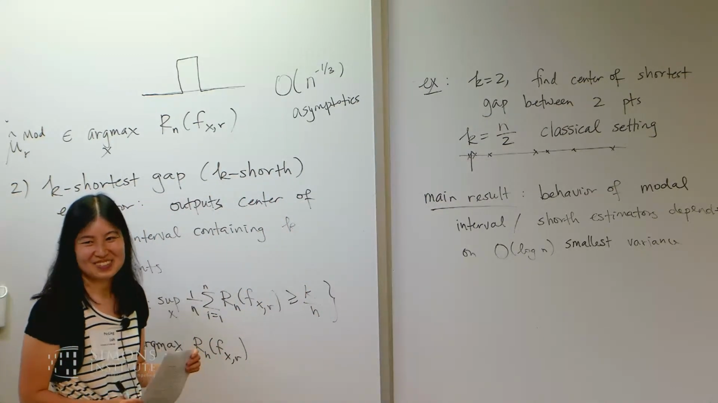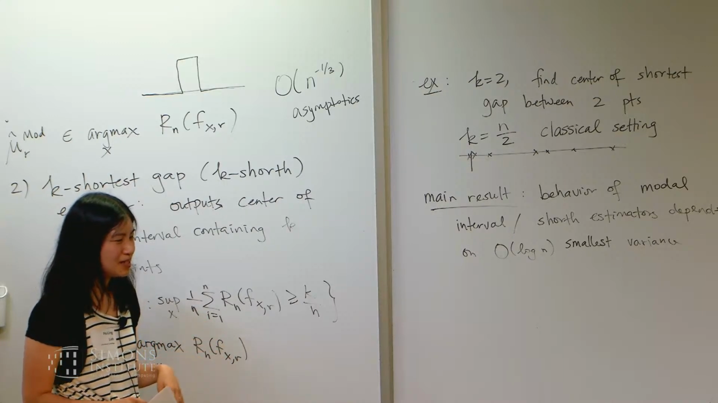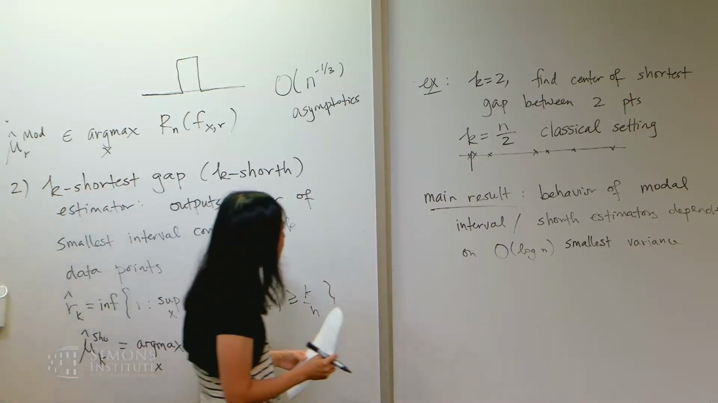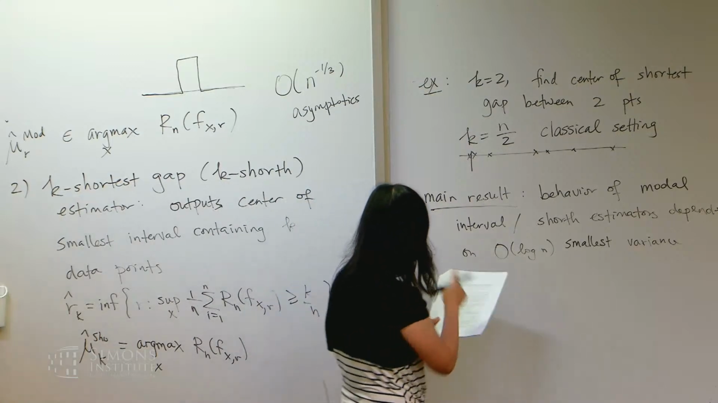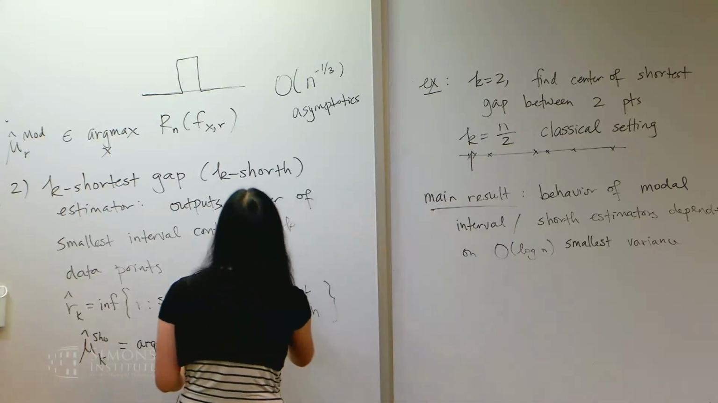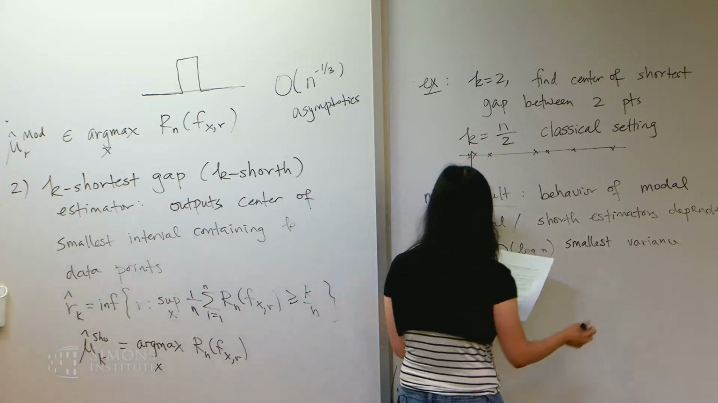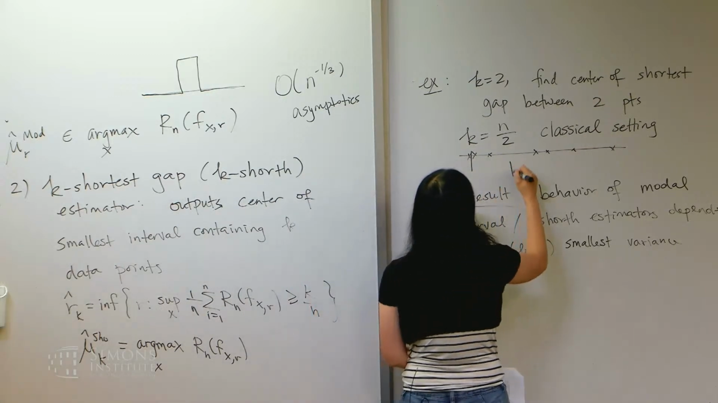I don't know that. It's in this survey, Princeton data analysis, something by Andrews et al. Then a concrete proof of the asymptotics of the shortest gap estimator was given by Kim and Pollard, right here.